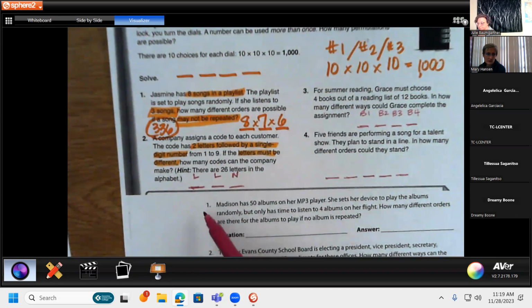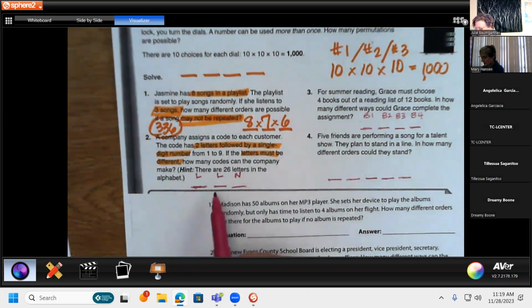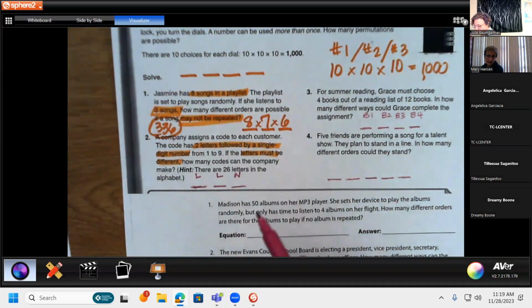And so the first thing I would do to solve this problem is write 3 lines because my code has 3 elements. And on top, or you can put it on bottom, I put LLN, which stands for I need 2 letters and then a number. And then I'm filling in the number of choices that I have for each of those slots.